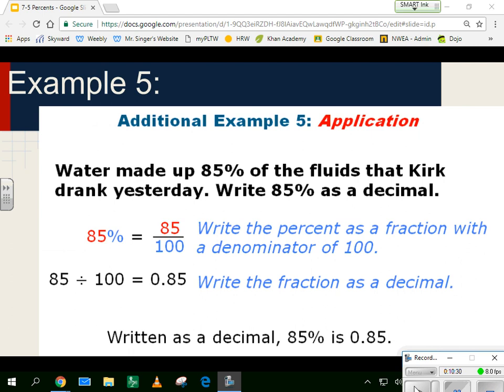Now, for example 5, same as it kind of was with example 3, it's a repeat. We're looking at word problems. So if it said water is made up 85% of fluids that Kirk drank yesterday, write 85% as a decimal. Remember, percent means 85 out of 100 or 85 hundredths. So we can just move the decimal twice, and that should be all you need to do. So these word problems aren't much different. You just see words around them trying to confuse you. Okay, copy this down if you need to.